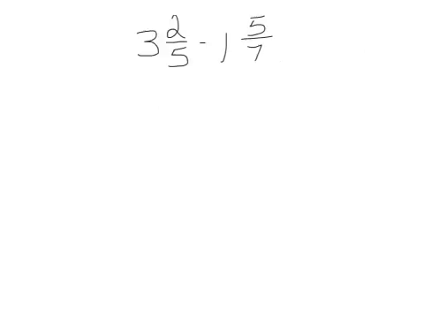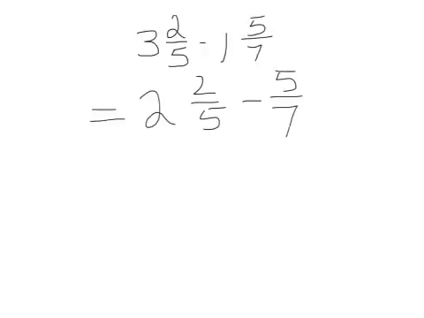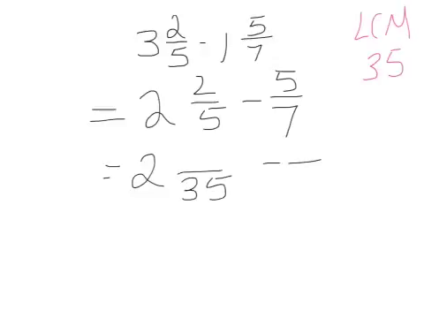And then let's look at subtraction. 3 and 2/5 minus 1 and 5/7. Okay, I'm going to do my subtraction of the whole numbers. So I'm going to get 2 and 2/5 minus 5/7. My lowest common multiple is 35. So I got 2, and then I'm going to change both of my fractions so that they're over 35. 5 times 7 is 35, so I got to do 2 times 7 to get 14. And again, 7 times 5 is 35, so I got to do 5 times 5 to get 25.